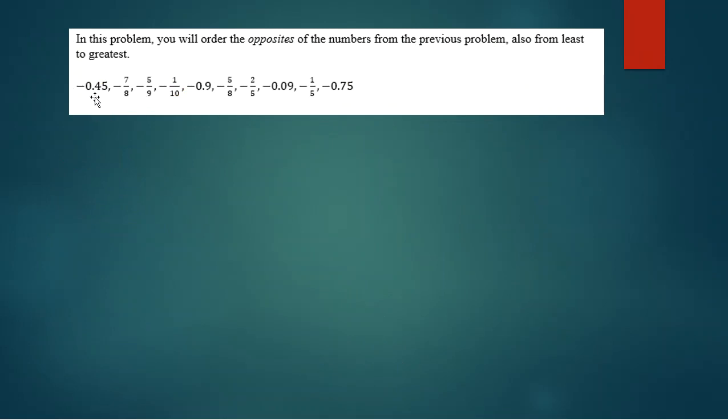So negative 0.45, negative 7/8, negative 5/9, negative 1/10, negative 0.9, negative 5/8, negative 2/5, negative 0.9, negative 1/5, and negative 0.75. Okay, so I'm going to quickly just write up all the decimal values for the fractions for you. I'll just copy it from the other sheet.